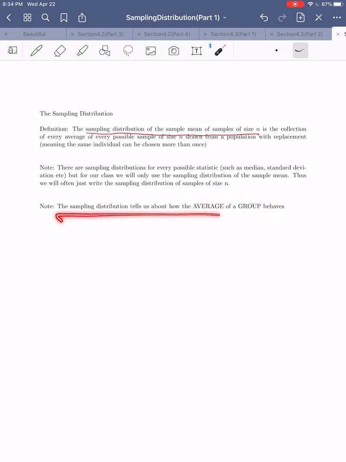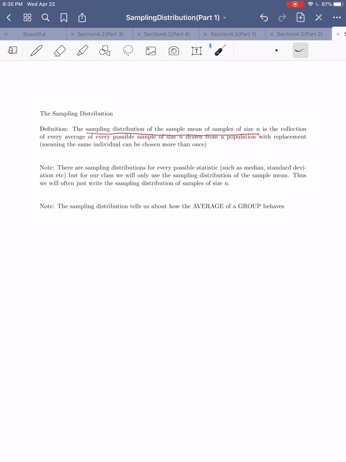So that's going to be a really important thing when we get deeper into working on problems, because whenever you see an average of a group, that's going to be your key phrasing to realize that you want to work with this sampling distribution. Okay, so to recap, the sampling distribution is a pretty crazy idea.